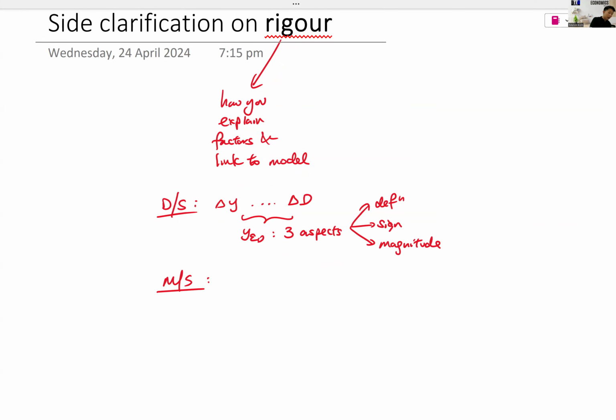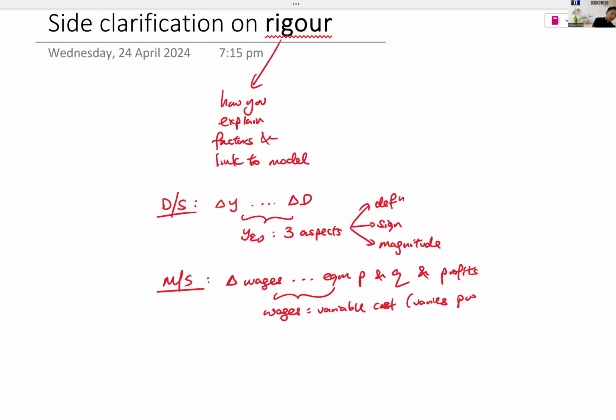Let's say we highlight that there's been a change in wages. And you have to tie it to the equilibrium price and output and profits of the firm. You cannot just say, oh, because of rising wages, this is what happens. No, you need to explain that wages are a variable cost which varies positively with output. So because of higher variable costs, you will end up with higher marginal cost, higher average cost.